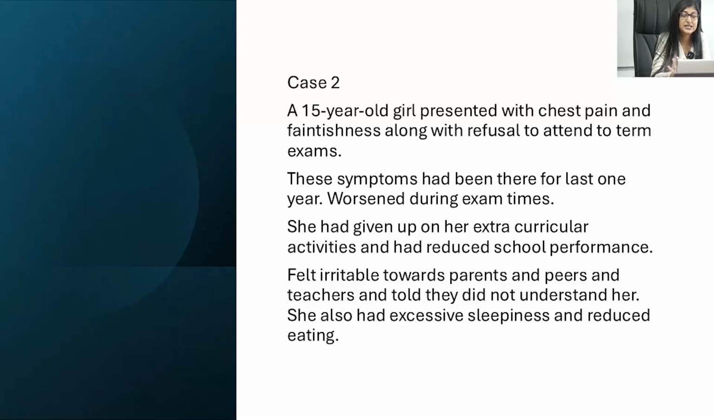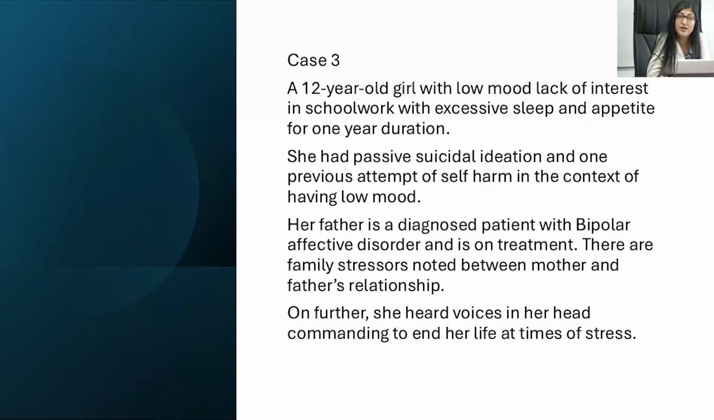And then if you go to case 3, this is another end of the spectrum. So they present in various ways. A 12-year-old girl with low mood, lack of interest and excessive sleep for 1 year duration. So this is a very early onset and clearly not normal adolescent behavior. And she had passive suicidal ideation. There's a very strong family history of bipolar disorder. And also she heard certain voices. So some psychotic-like behaviors have also emerged recently in this presentation. So this is more of a psychotic type of depression with suicidal ideation, which is a more severe type of depression. You see different clinical presentations.